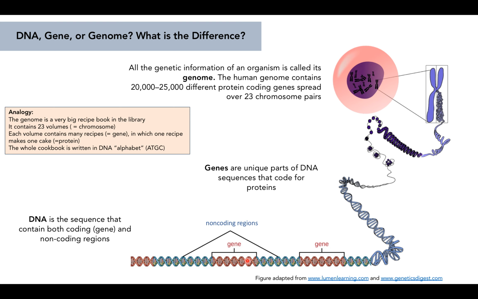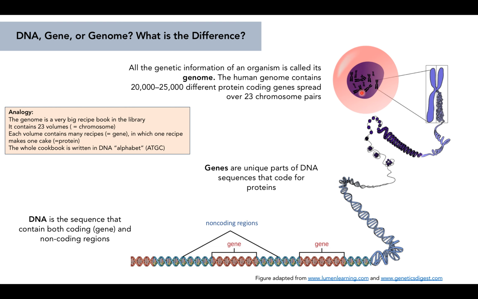Now, the coding area is what we call a gene. So genes are unique parts of DNA that code for proteins. Now, the whole DNA is compacted into chromosomes, as you've already known. And all the chromosomes in your body are called the genome. So the whole thing is called our genome. All the genetic information of an organism is called a genome, in which we have 20 to 25,000 protein coding genes spread over the 23 chromosome pairs.